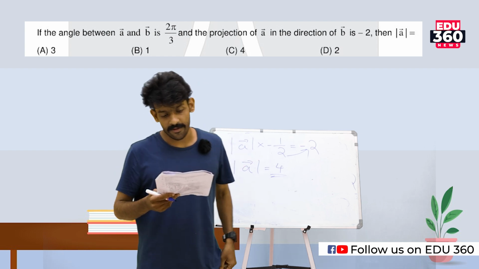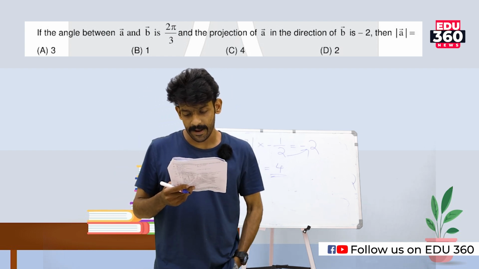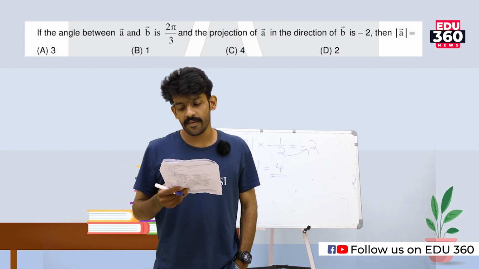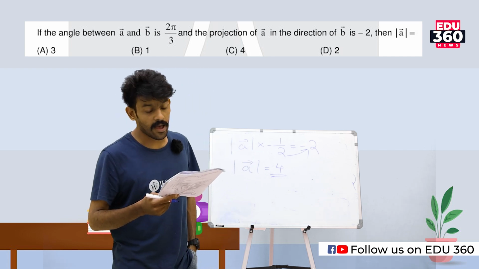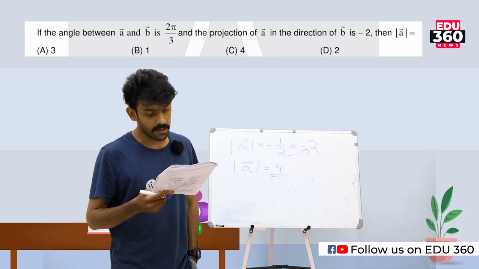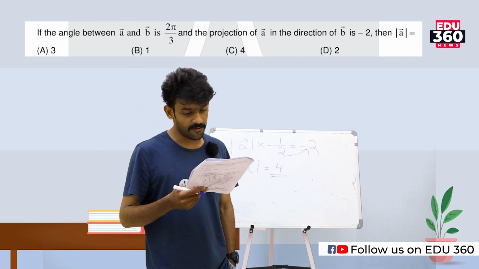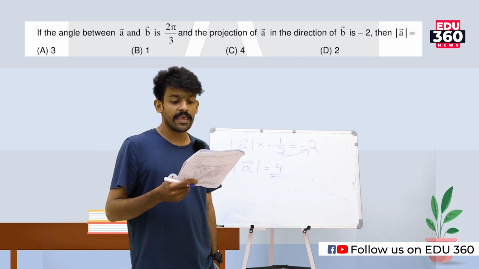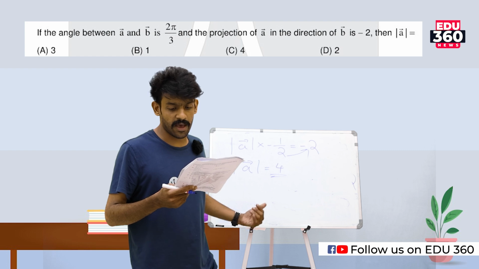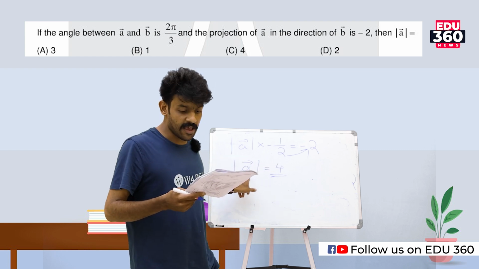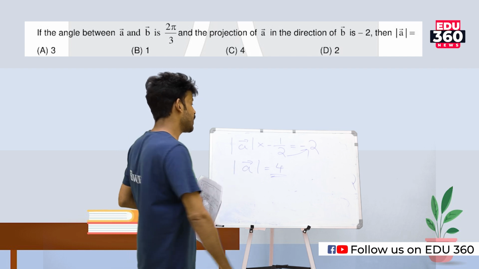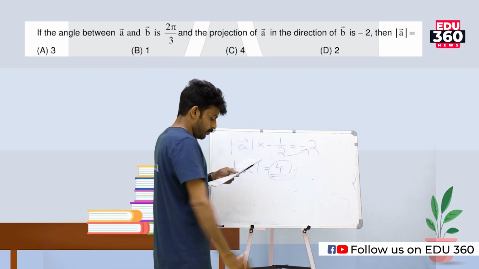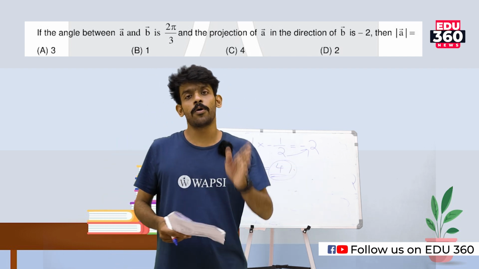So for the second question, option C is the correct answer. The question is: the angle between A vector and B vector is given as 2 pi by 3, and the projection of A vector in the direction of B vector is -2. Then the modulus of A vector, the value is 4. So this is the second question, and hereafter we are moving on to the third one.